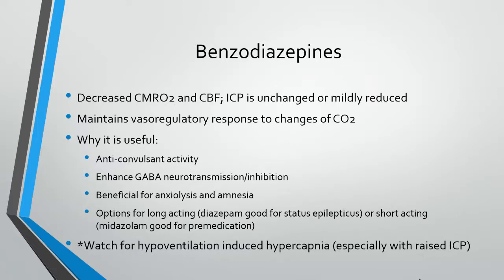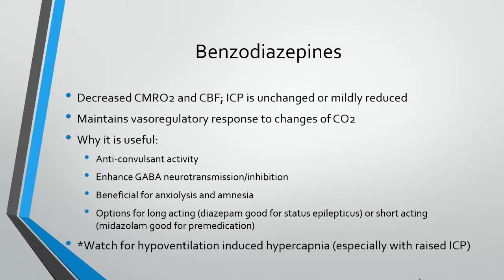Another very useful medication class is benzodiazepines. Similar to propofol, they decrease our brain oxygen consumption as well as the cerebral blood flow. ICP is really mostly unchanged with these medications. Like propofol, they maintain the vasoregulatory response to changes in CO2. So you can still use your CO2 to modify your ICP and cerebral blood flow: you can hyperventilate the patient and decrease their CO2 to try and decrease some of the ICP.